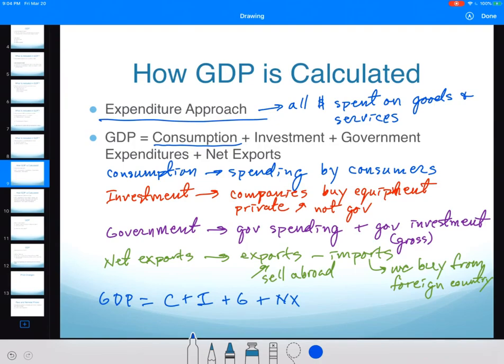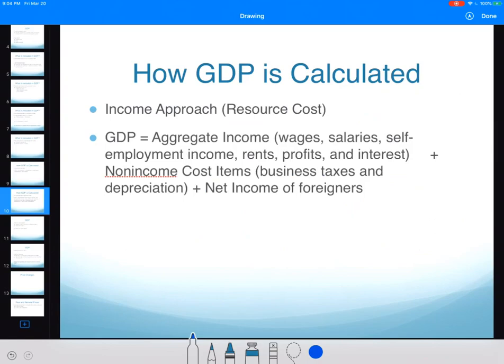So let's move on to the income approach, or what's also called the resource cost approach. This is the other side where we add up all the income that businesses get when we buy stuff from them, right? When we spend money, that money becomes income for the businesses. So we call that the income approach, okay? Now this one is a little more complicated, so we don't use this approach as much. Most people tend to like the expenditure approach because it's much more clear. But here's how you would do the income approach.